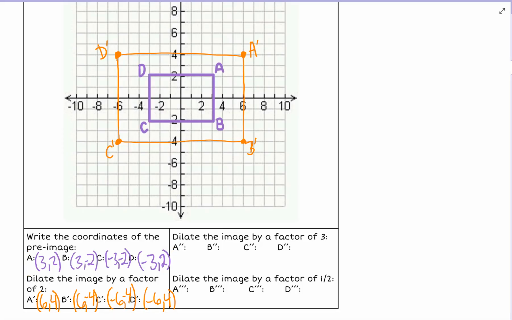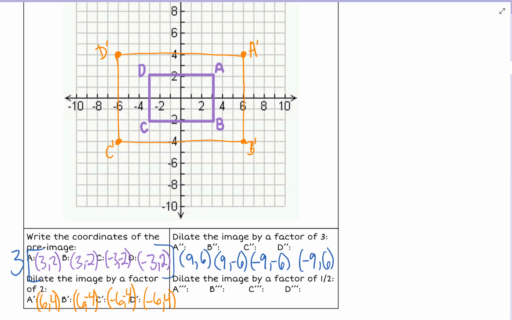They've asked us to dilate the image by a factor of 3 now. So we take each coordinate point of the pre-image and we multiply it by 3 to get the new coordinates. So 3 times (3, 2) is (9, 6). Continue.